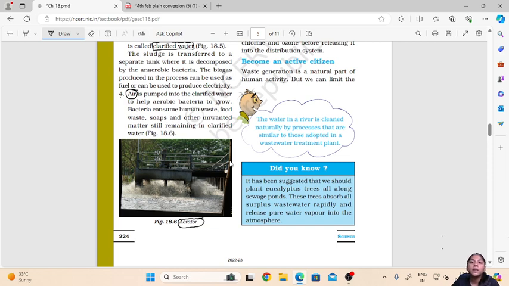Now aerobic bacteria are those bacteria which need oxygen for their survival and growth. Now these bacteria which will grow in the water will further consume the human waste or food waste or soaps which is dissolved in the water. Soaps and other unwanted matter which is still remaining in the clarified water will be consumed by these aerobic bacteria.